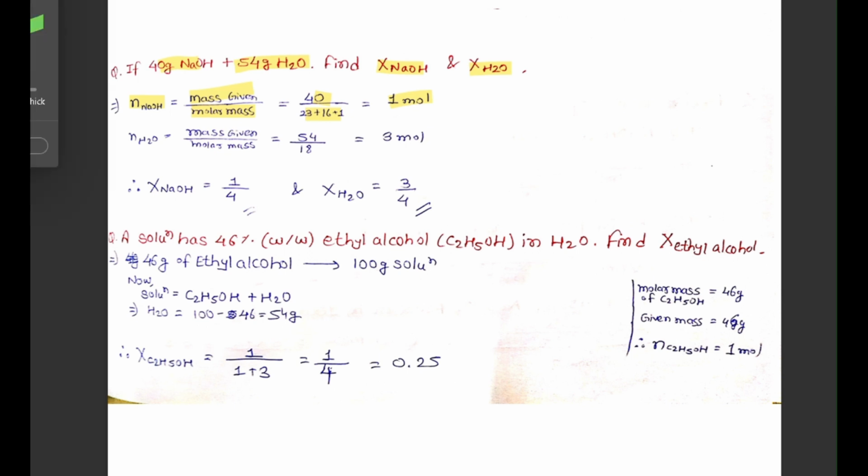Now for H2O, number of moles is mass given, that is 54, upon molar mass of H2O. Then 54 upon 18 is equal to 3 moles, the number of moles of H2O. Now mole fraction of NaOH is equal to 1 upon 1 plus 3, that is 1 by 4, and mole fraction of H2O is equal to 3 upon 1 plus 3, which is 3 by 4. So this is the answer.